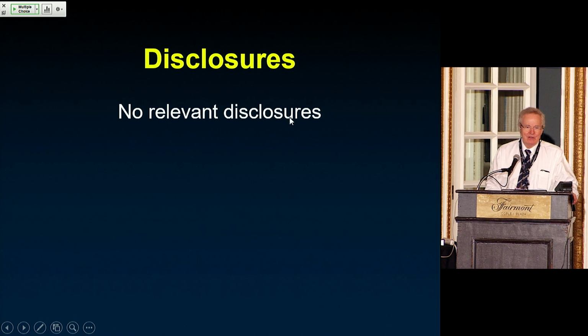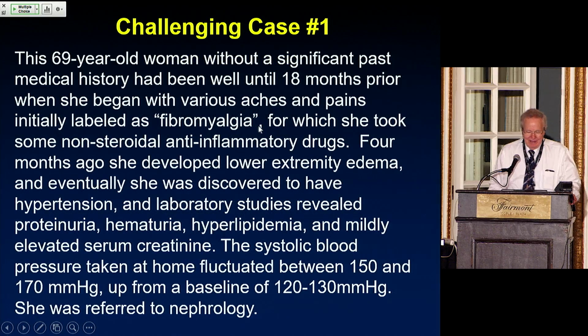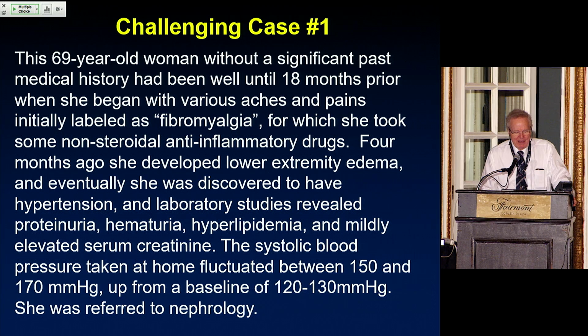Well, you will see that there is some common theme that runs through these three cases. This 69-year-old woman without a significant past medical history had been well until 18 months prior when she began with various aches and pains, initially labeled as fibromyalgia, for which she took some non-steroidal anti-inflammatory drugs. 4 months ago, she developed lower extremity edema, and eventually she was discovered to have hypertension.